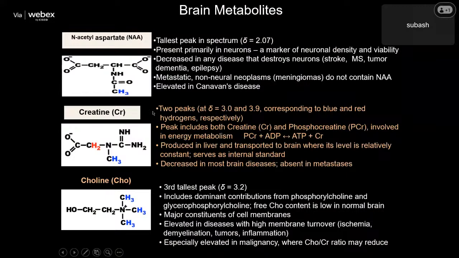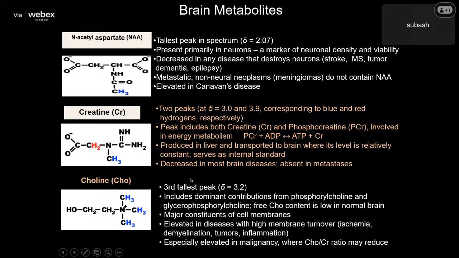And then there's creatine, which has two peaks at 3 ppm and 3.9 ppm, corresponding to the blue and red hydrogens here. This is a methyl group and the CH2 group. These are two different locations where you will find these peaks. The peak includes both creatine and phosphocreatine, which are involved in energy metabolism. This is produced in the liver and transported to the brain, where its level is relatively constant. Most of the time, we take creatine as an internal standard to calculate the other metabolites.